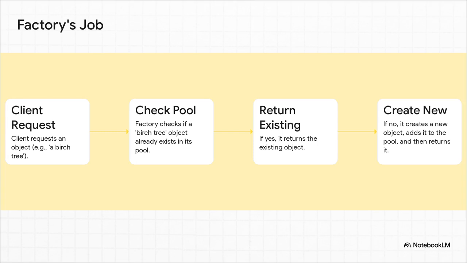So here's the flow. When your code needs to draw a birch tree, it goes and asks the factory. The factory then checks its little pool of existing objects. Hey, have I already made the shared birch tree flyweight? If the answer is yes, it just hands back a reference to that one single object that already exists. But if it's the first time anyone has asked for a birch tree, the factory creates it, sticks it in the pool for next time, and then returns it. This is how it guarantees that for any given type of tree, only one shared object ever gets created.